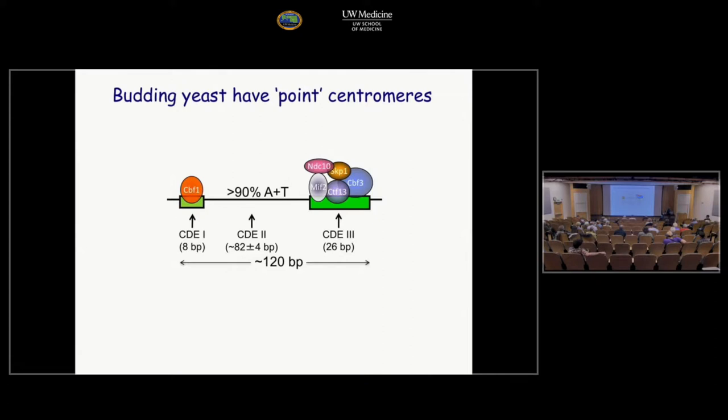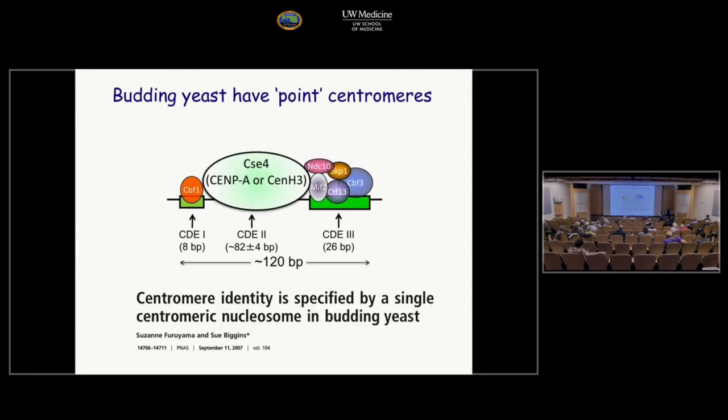CDE3 is the binding site for the kinetochore-specific CBF3 complex, that recruits a centromeric nucleosome over this 80 base pair region that's extraordinarily AT-rich. And as Sue Biggins has shown, you have a centromere here with the centromeric histone, Cse4. We prefer to call them collectively centromere H3 to point out the fact that they're histone H3 variants. For purposes of this talk, I will call them centromere protein A or CENP-A.